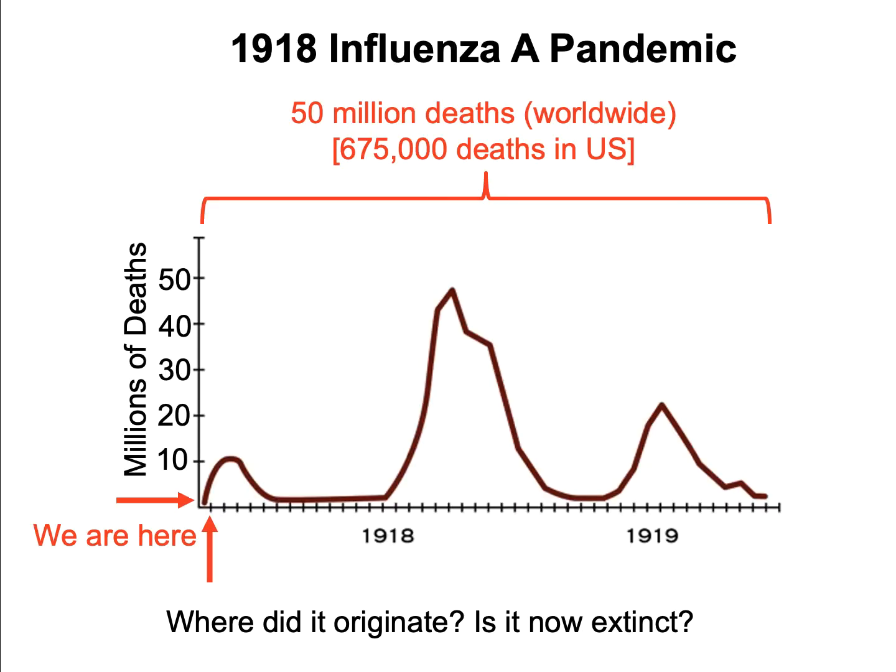Just by way of comparison, in the 1918 influenza A pandemic, there were about 50 million deaths total worldwide over the 2 years of the pandemic, 675,000 deaths in the U.S. And it's unclear where we are on this curve so far. Are we here, or maybe we're over here? It's uncertain where we are and the number of total deaths worldwide. I think it's going to take a year or two before we know what that number actually is.